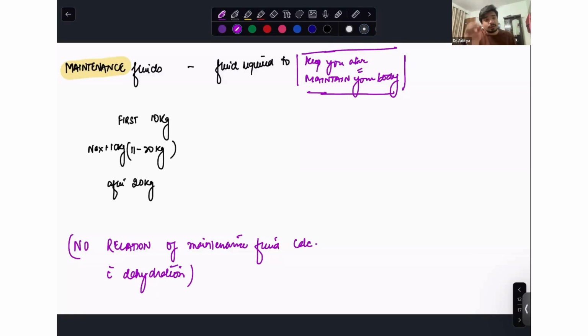This has no relation. What is maintenance fluid? Fluid required to keep you alive for 24 hours. The fluid that you required on a daily basis. That's why it is called daily maintenance fluid.